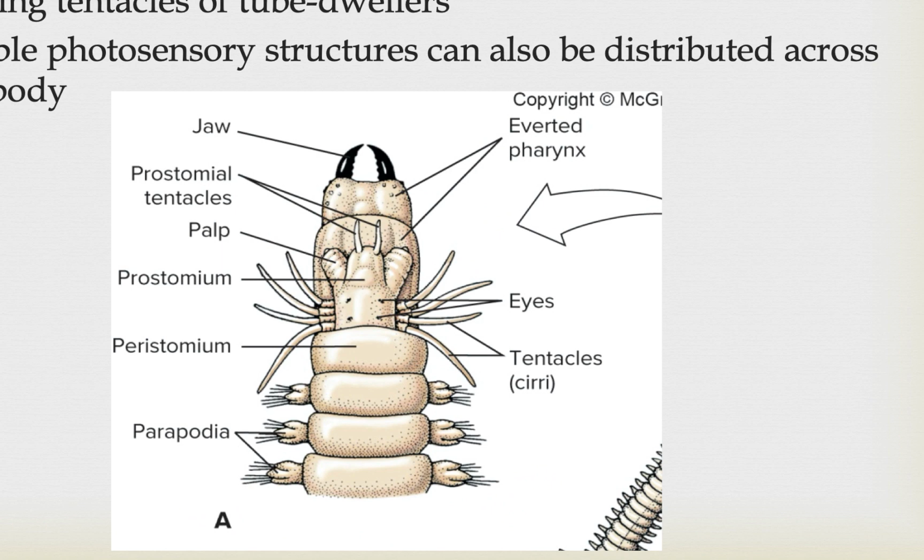Photoreceptors are actually pretty common except in those species that are burrowers and don't really have any need for eyes. And these eyes have lenses in many cases when they're located in the head segment and even in the feeding tentacles of some of the feather duster worms and the tube dwellers that extend these tentacles out into the water column. There are also simpler photoreceptors that are basically just photosensory structures that can be distributed in other parts of the body as well.